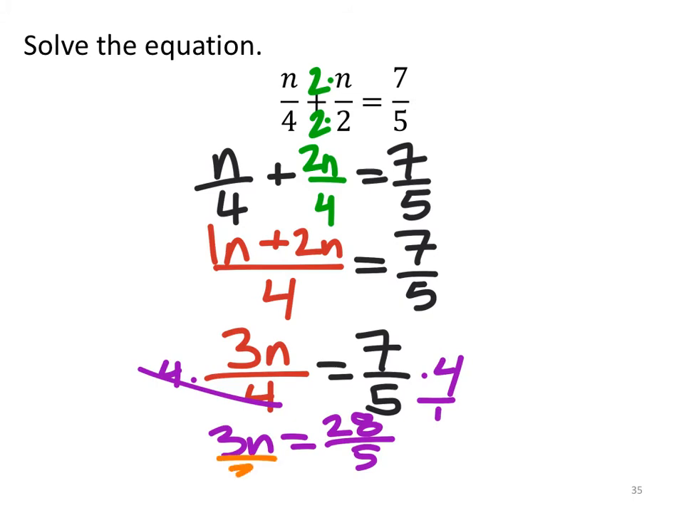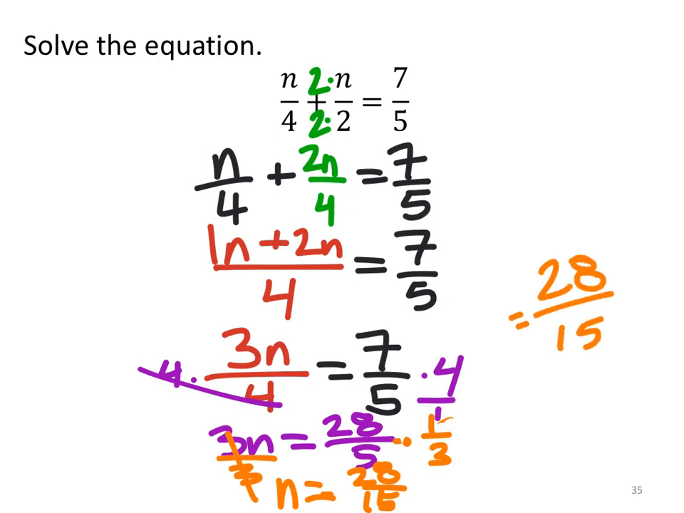And then I would divide by the coefficient, which is 3, so divided by 3 over 1, really it's going to be the same as multiplying by 1 over 3. So multiplying by 1 over 3. I really did skip that only for the sake of space. So 28, I can't simplify it with the 3 or the 5. So I keep the 28, and then 5 times 3 is 15. Let me see if I can write that better. It's not letting me. Come on, iPad. I'll write it over here. 28/15 equals n in this case.